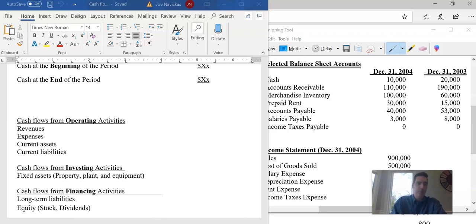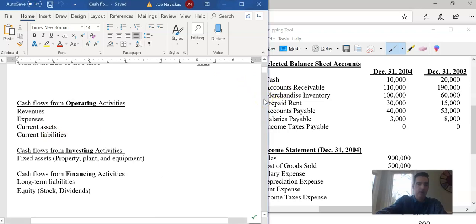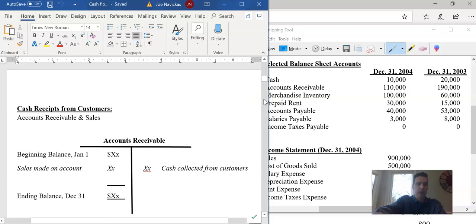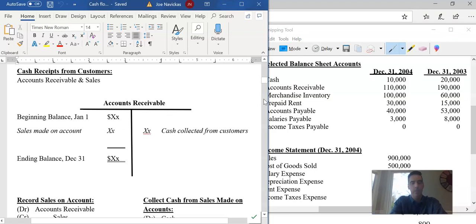So in the packet, you'll see cash flow from operating. There's the revenues, the expenses, current assets, and current liabilities. Now what we're going to do is show the change in cash in different operating functions. The first one, and you want to write this in your notes, is cash receipts from customers. That's when we're collecting cash from customers. When we do that, we're collecting off of those receivables. And don't forget, accounts receivable are current assets. So current assets and current liabilities are operating functions on the statement of cash flows.